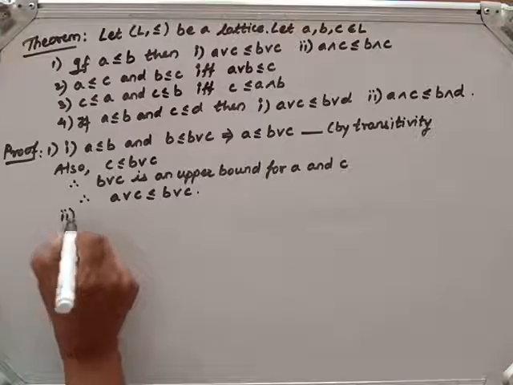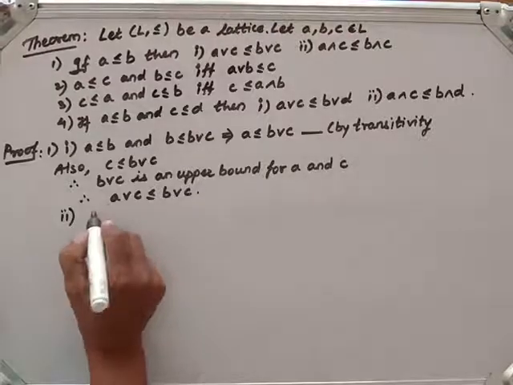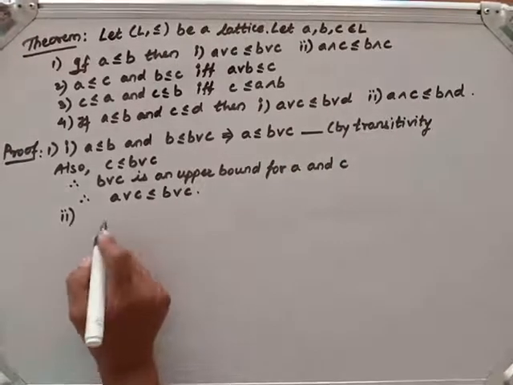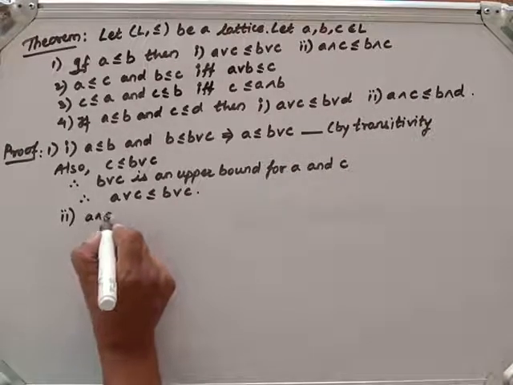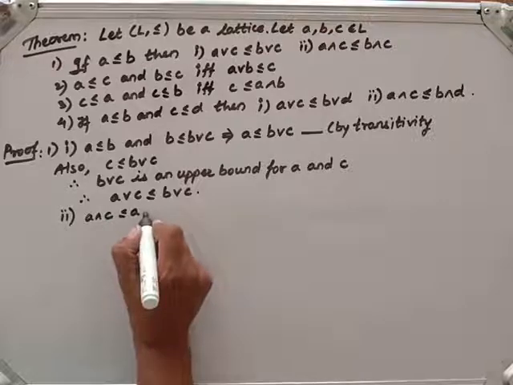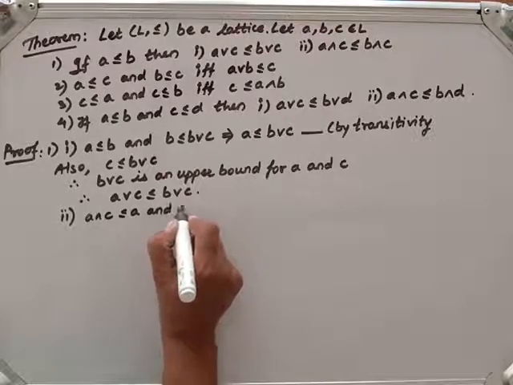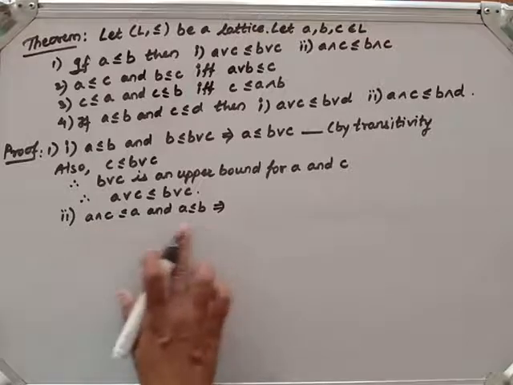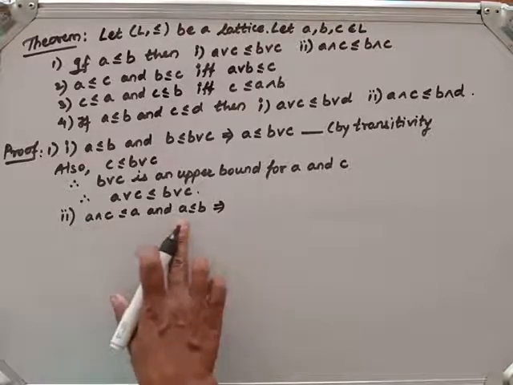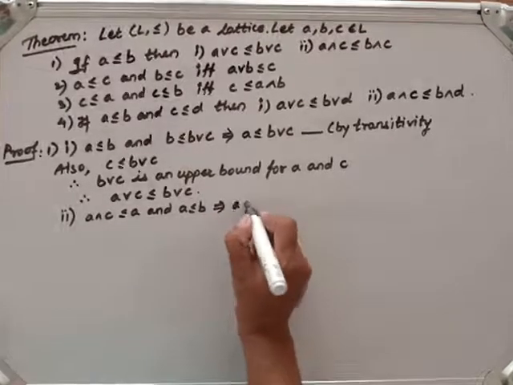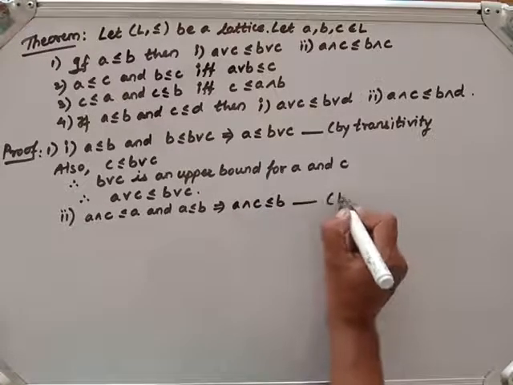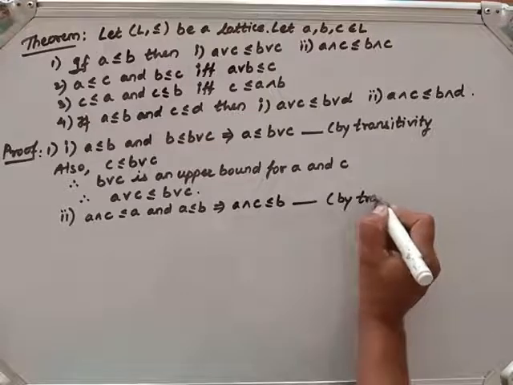Now, the second thing is what? A meet C related to B meet C. We know A meet C related to A and A related to B. So this implies, look at here, again transitivity, one related to second, second related to third. So A meet C related to whom? B, again by transitivity.